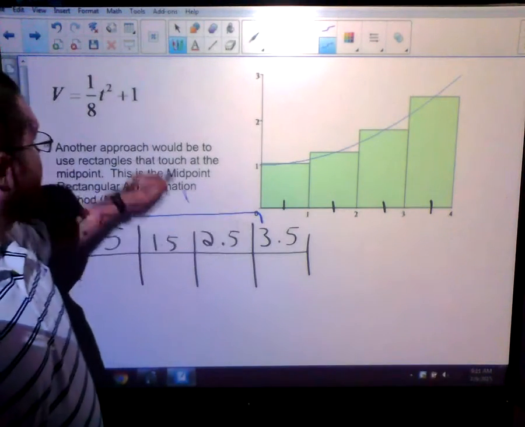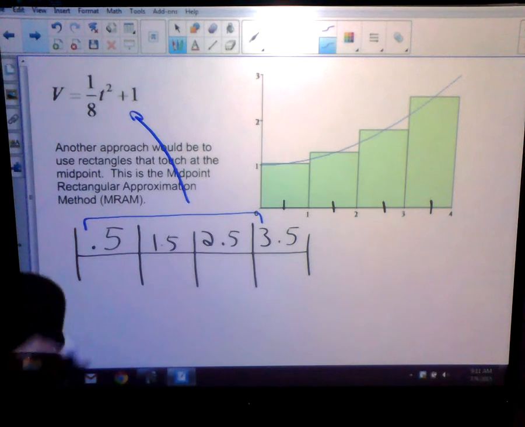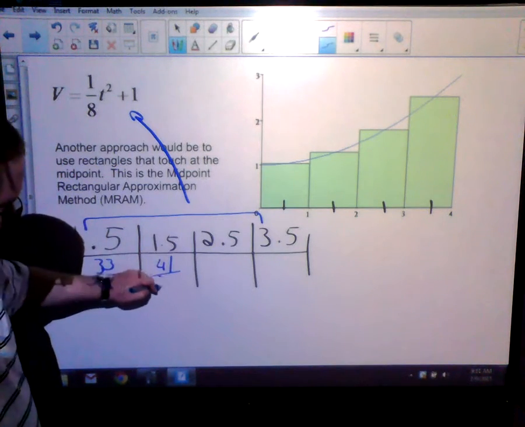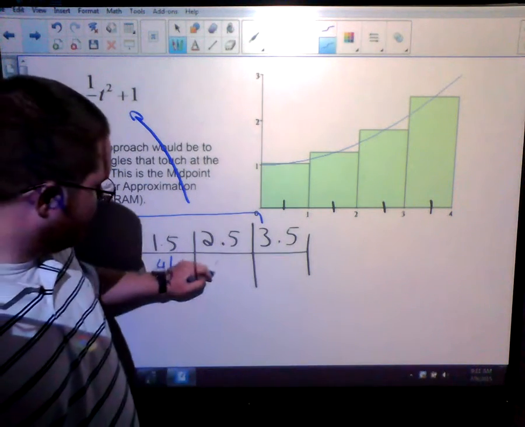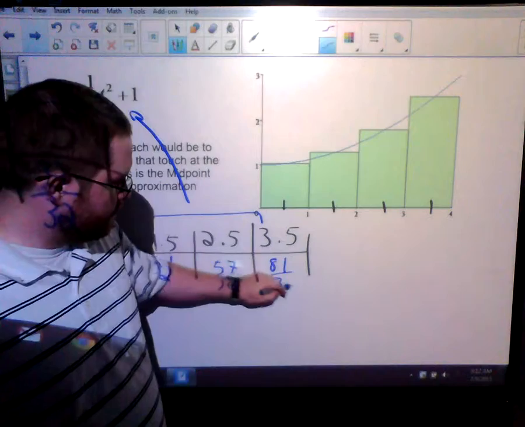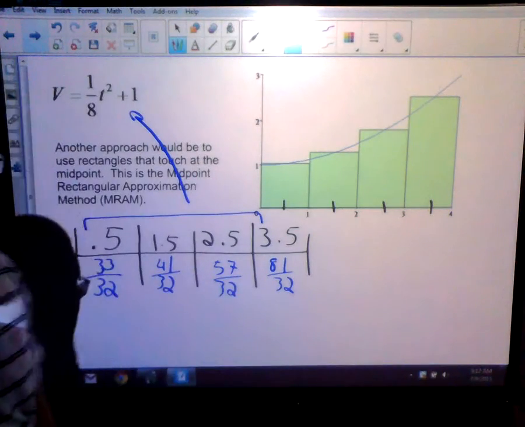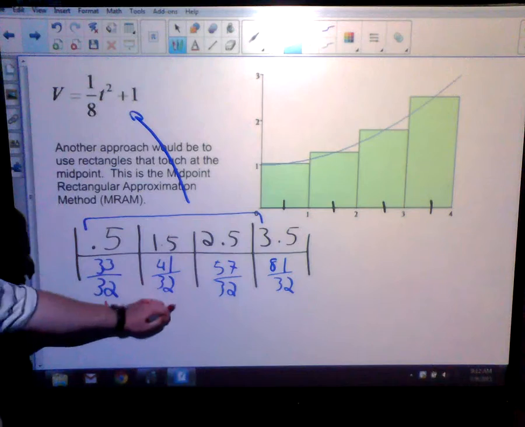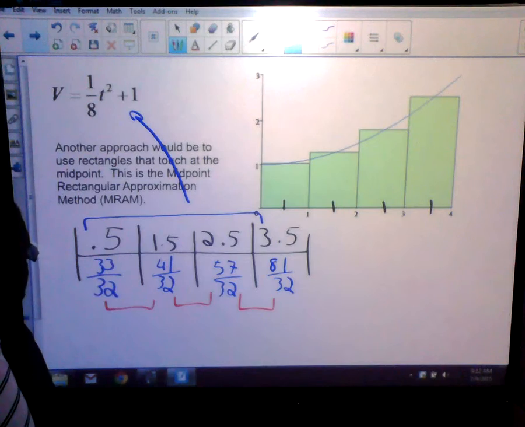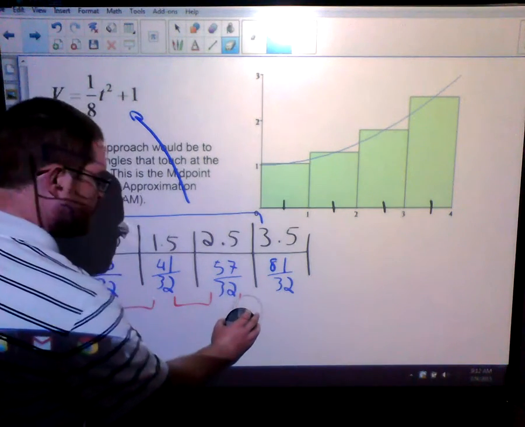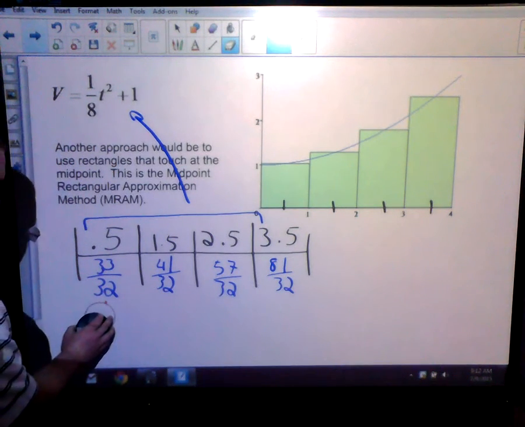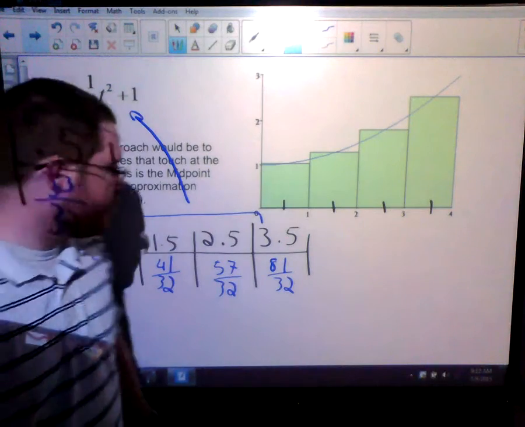Now how do I get the y values to go along with these x values? I take these numbers and I plug them in up here. And I did this earlier, so I'm just going to tell you it's 33 over 32. It's 41 over 32. It's 57 over 32. And it's 81 over 32. I'm not going to use the rectangles. I'm just going to look at the bases and the heights. I don't need to draw the rectangles here because I'm not using the left side or the right side. I'm using the whole thing.